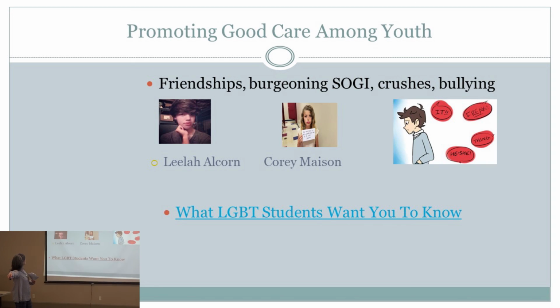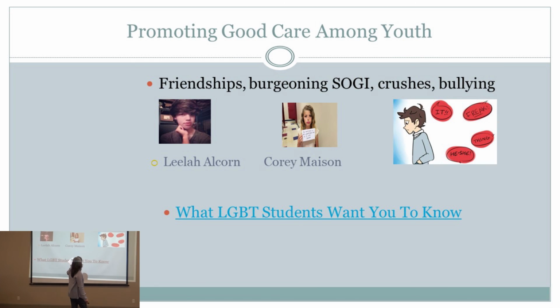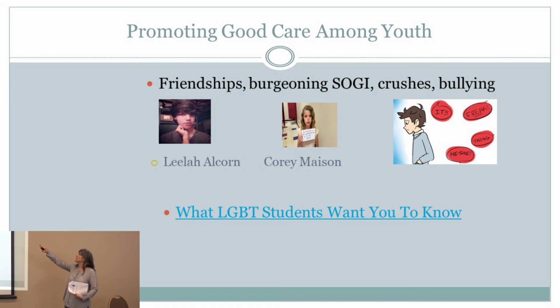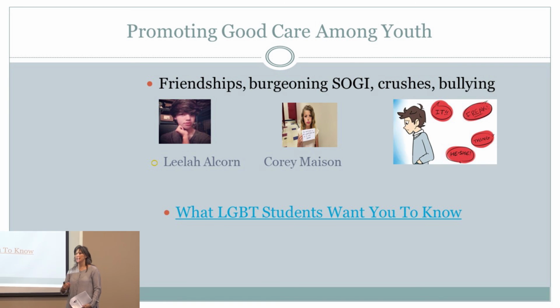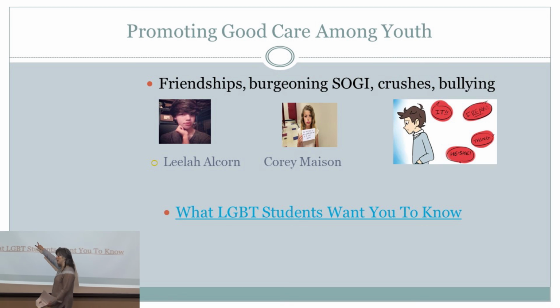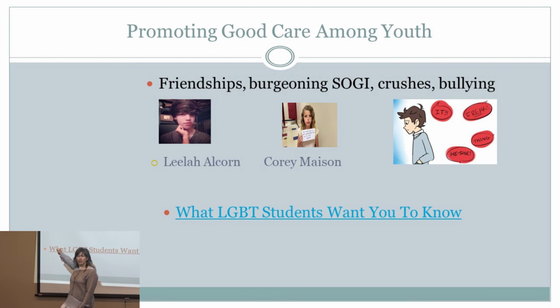So let me give you some examples. Promoting good care. Kids are going to crush. They're going to have school friendships, they're going to have crushes, they're going to have bullying. Their sexual orientation and gender identity is developing. It's there, and it's developing, and it's becoming more nuanced, and they're trying to figure things out. There's a lot of risk at this time, again, for LGBTQ youth. Leila Alcorn, has anybody heard of Leila? She was a trans girl who'd been bullied at school. I think she posted something on Facebook about being bullied and being depressed, and she walked into a street and was hit by a truck.